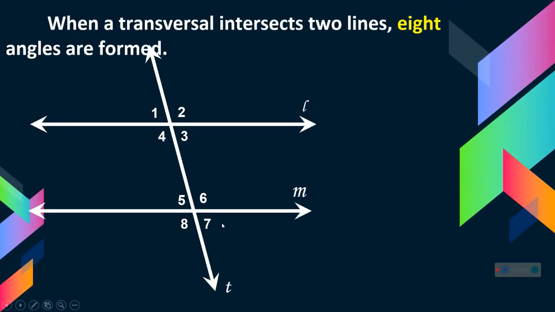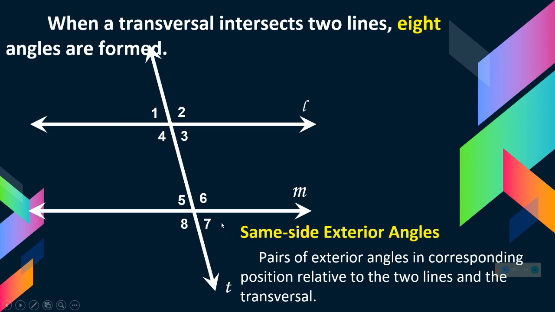Let's now proceed with another angle pair: the same side exterior angles. These are pairs of exterior angles in corresponding positions relative to the two lines and the transversal. Same side, so you look at one side of the transversal. Exterior angles on one side of the transversal line: we have angle 8 and angle 1, and another example is angle 2 and angle 7. Those are the same side exterior angles.